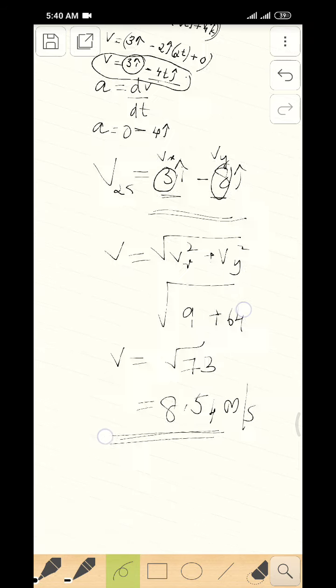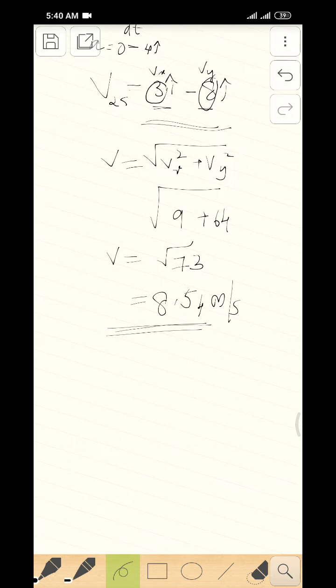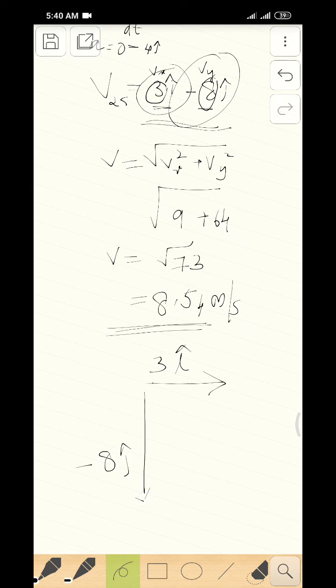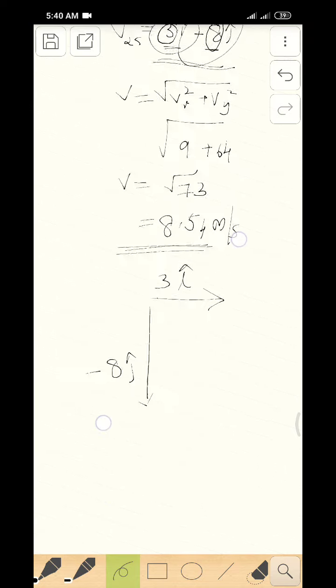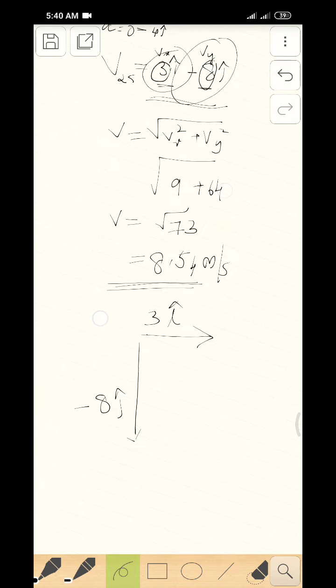Now you have to find out the direction of the velocity vector. So you can see the 3 i cap, we can take the i cap like this, 3 i cap, and minus 8 j cap, that is the minus y direction. You have to find out the sum of these vectors. The sum of these vectors is the 3 i cap minus 8 j cap, that is the resultant vector.